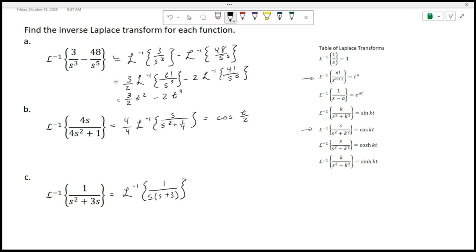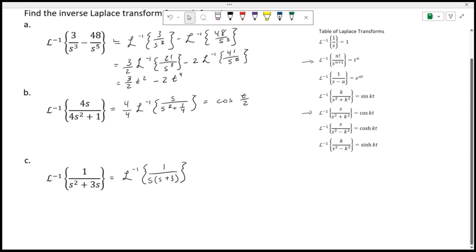And that means I have to do a partial fraction decomposition. Now I'm going to cheat here. I'm not going to do the partial fraction decomposition. I'm just going to show you what you would get. But on a test, you would have to actually do all the steps for the partial fraction decomposition.